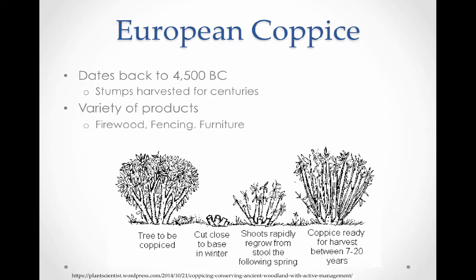So you have your trees to be coppiced. You cut them close to the base in winter, and we're going to go over why we cut them in the winter. The shoots rapidly regrow from the stool the following spring, and the coppice is ready for harvest between 7 and 20 years, so very quick.